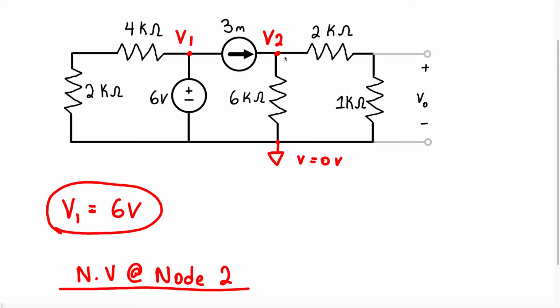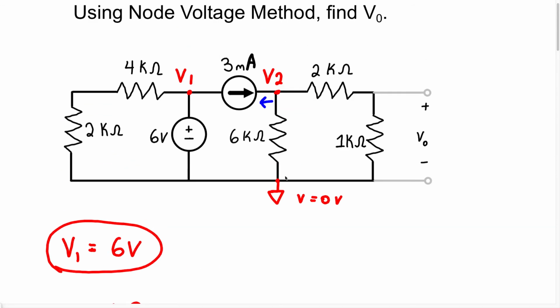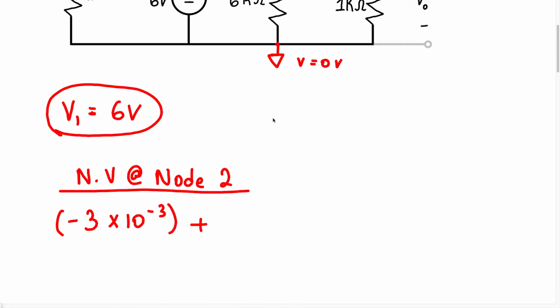So we're going to assume the current is leaving the node. When we look this way, we can see we have a current source that's actually going to enter this node, which means we're going to treat it as a negative current, right? So instead of it being a positive 3 milliamps, it's actually going to be a negative 3 milliamps. So we have negative 3 times 10 to the negative 3 plus, we're going to assume the current is going to flow this way. So we're going to have V2 minus the reference node, but because it's 0 volts, we're just going to write it as V2 over 6,000. And that's going to give us the current in that branch.